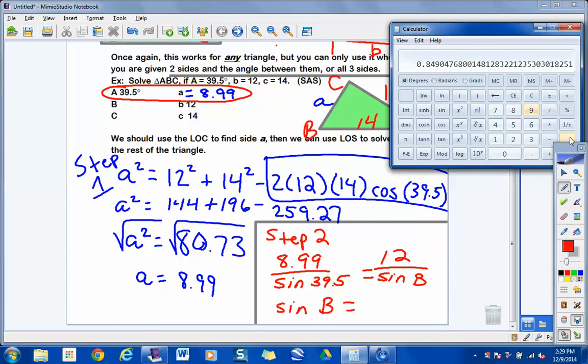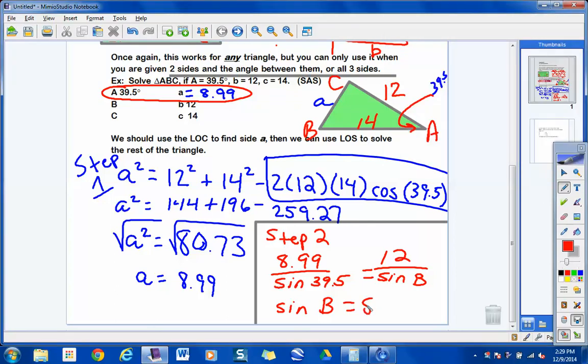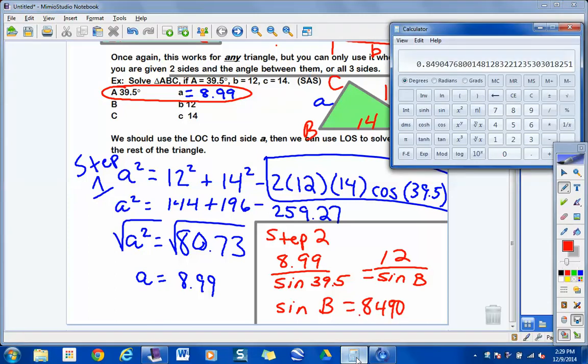And I come up with a value there. Now, it's about 0.8490 for sine of B. What am I going to do to that decimal now to find my angle? So I want to invert this, right? I'm going to do the sine inverse because we're using law of what here? Law of sines. So I'm going to invert that. Inverse sine. I'm coming up with 58.11 degrees.